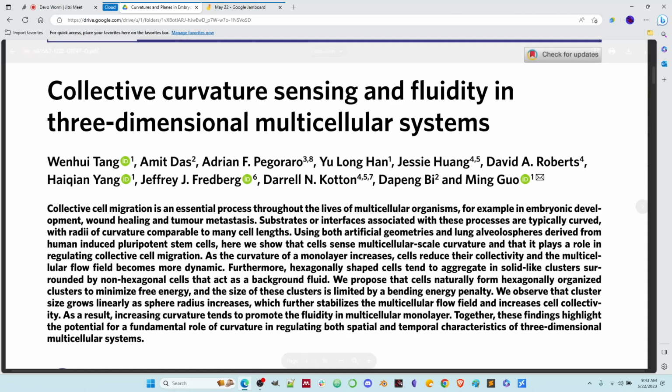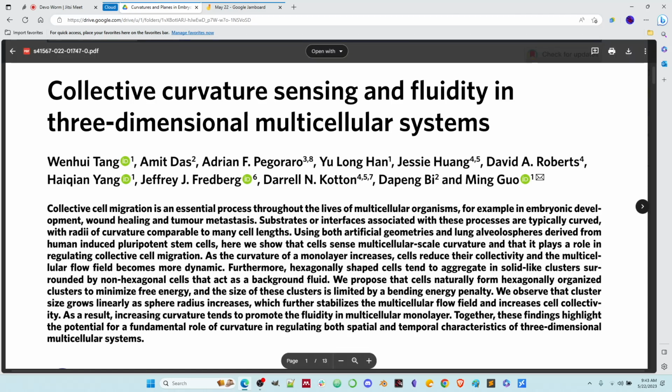Substrates or interfaces associated with these processes are typically curved. So that's interesting, that there's this curved interface that is necessary for migration.